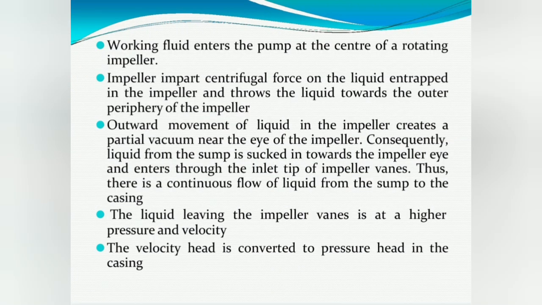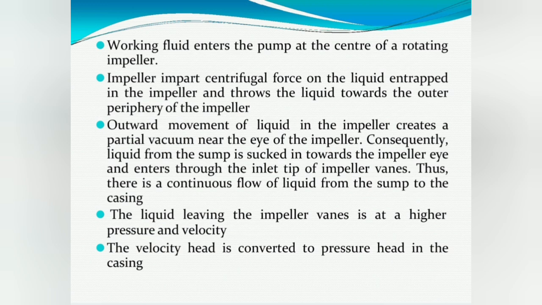The working fluid enters the pipe at the center of a rotating impeller. The impeller imparts the centrifugal force on the liquid entrapped in the impeller and throws the liquid towards the outer periphery of the impeller. Outward movement of liquid in the impeller creates a partial vacuum near the eye of the impeller. Constantly, liquid from sump is sucked towards the impeller eye and enters through the inlet tip of impeller vanes. Thus, there is a continuous flow of liquid from sump to the casing.